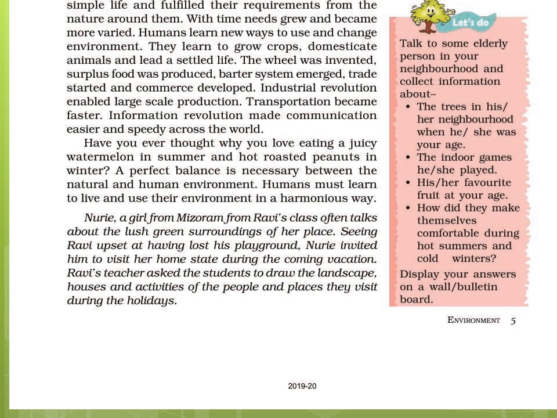There are two stories about early humans versus modern humans. Early humans lived a simple life and did not modify the environment, but modern humans, as we developed technology and skills, discovered fire, the wheel was invented, surplus food was produced, the barter system emerged, trade started and commerce developed. The industrial revolution enabled large scale production, transport became faster, and the information revolution made communication easier and speedy across the world.